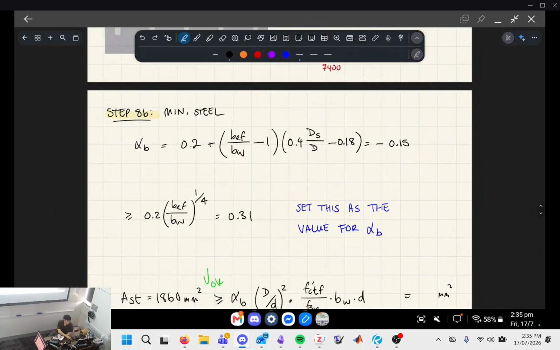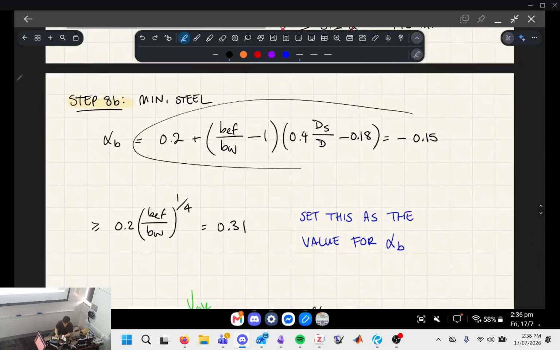Okay, next is the minimum steel requirement. So we have to calculate something called alpha B, which is basically your beam strength coefficient. And if you look on the right-hand side monitor or projector, we've got 3 different cases for this. It depends on if you've got a rectangular section, or a T-beam at the support, or a T-beam at the midspan. Here we're designing the T-beam and the steel for the midspan, right? So we're going to choose that bottom case.